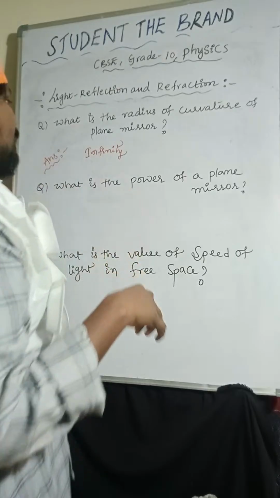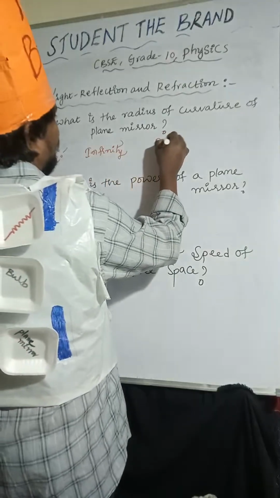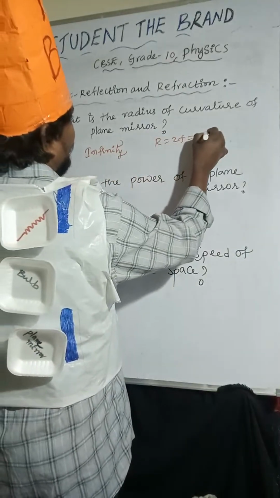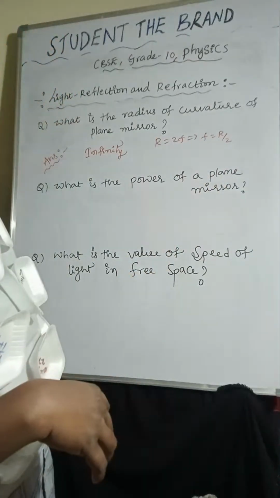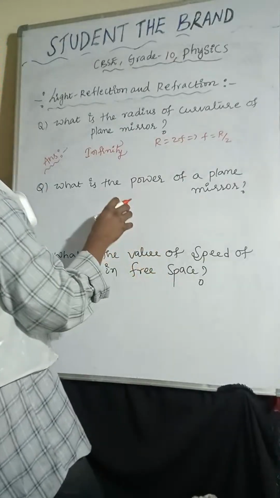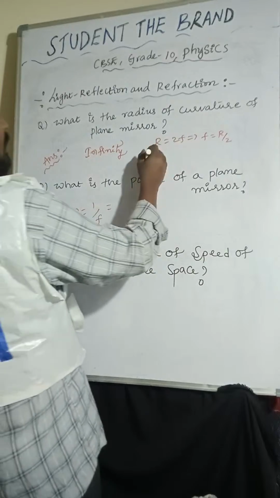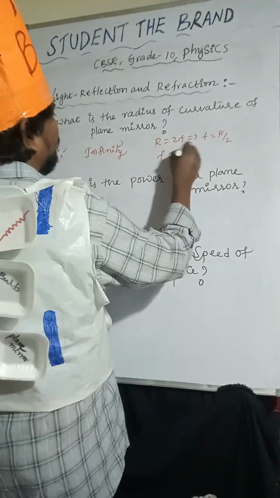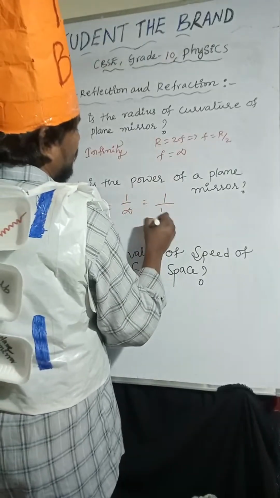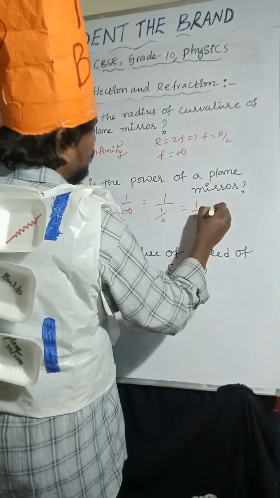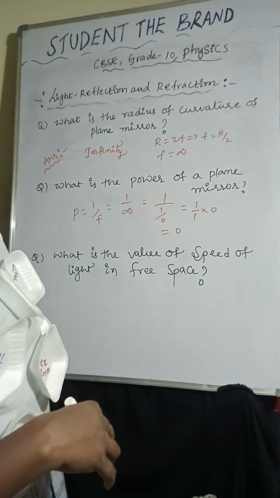And what is the power of a plane mirror? Normally, radius of curvature R equals 2f, so f equals R by 2. Then power equals 1 by f. For a plane mirror, R is infinity, so f is also infinity. Then 1 by infinity is 0, so you will get 0. The power of a plane mirror is 0.